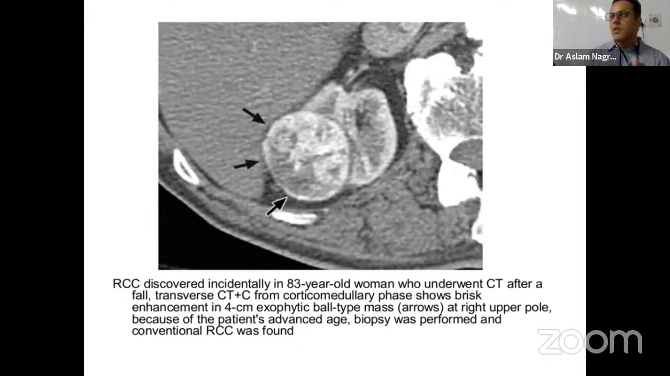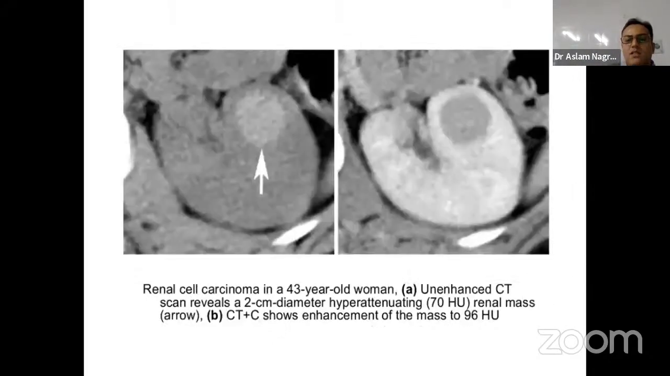So as sir rightly said, the excretory phase is very important. Sometimes you may miss out some lesions. But when you are very sure that you have to diagnose only an RCC, the lesion is only in the kidney, and it is not extending into the pelvis and collecting system, you can obviate the excretory phase. So this is another lesion.